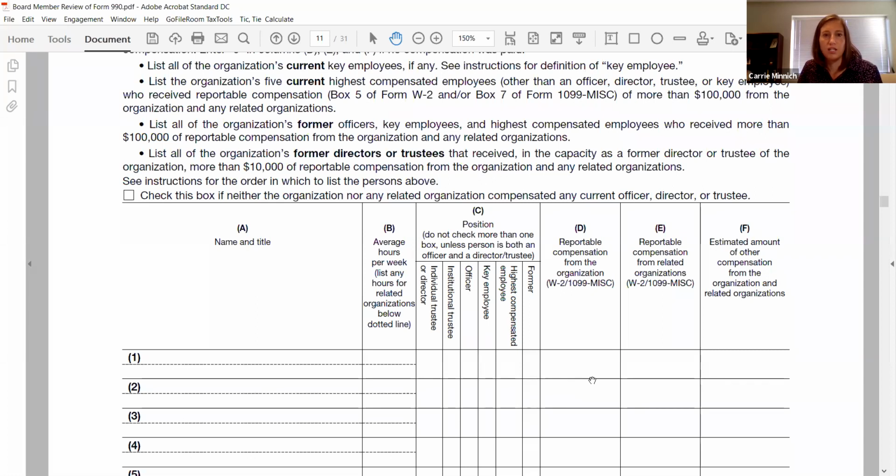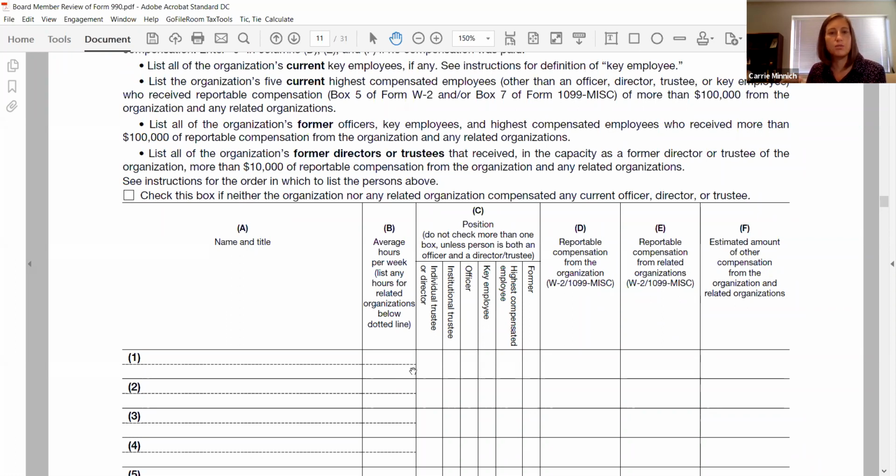Or if your bylaws say you have a chair, a vice chair, a treasurer, and a secretary, but you don't have those 4 officers listed here, then again, you're going to be in violation of your bylaws. So when filling out this form, make sure that you check to make sure your bylaws are in line with how this question is being answered. So not only do we need to list the names of our board members, but we also need to list the average hours per week. So how many hours per week as a board member does that person provide to your nonprofit? And this can be an estimate.